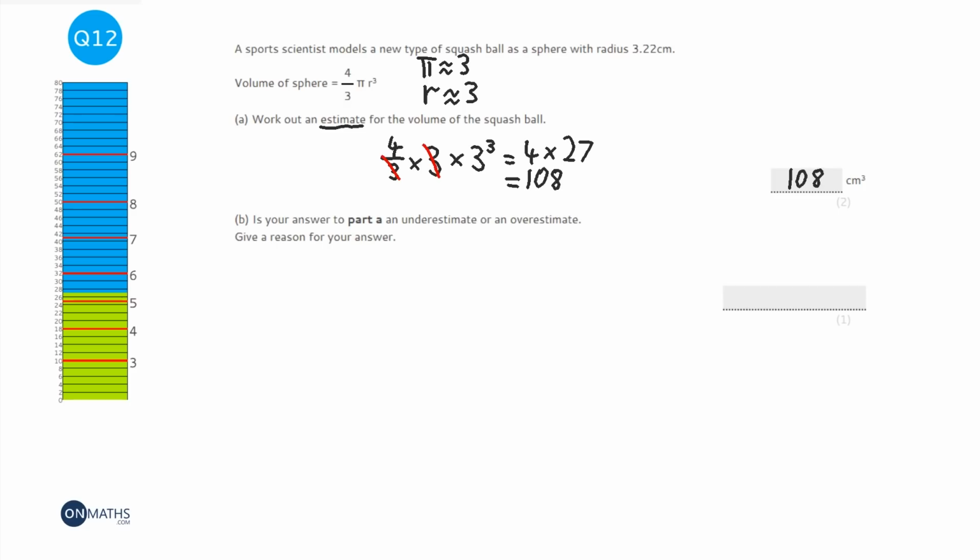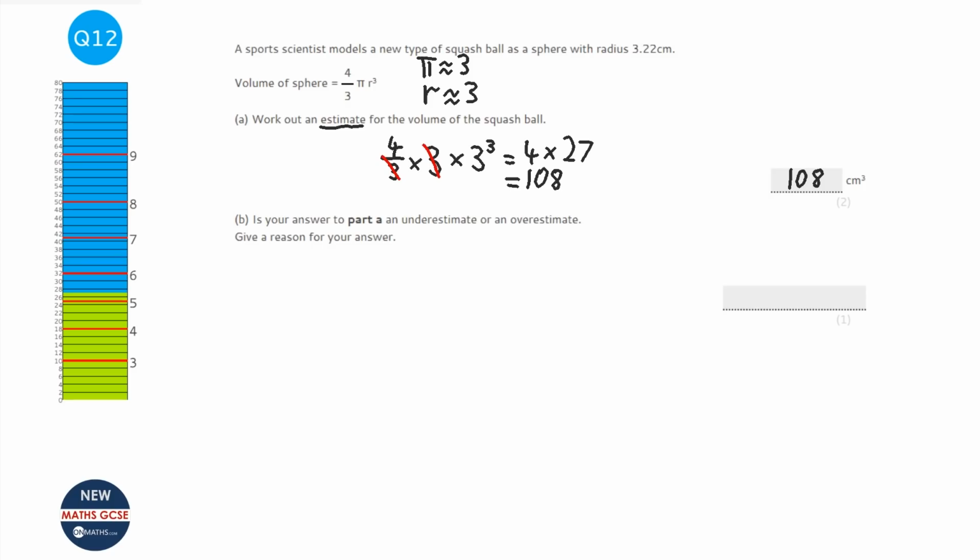Now there's a few things to notice. I could have rounded the 4/3 just to 1 and then just done 27 times 3. That would give me a slightly different answer, but that's still technically correct. You've just rounded the 4/3 to 1. They are quite liberal with what you round with these types of question. Pi is a nice easy one to round because that will always, for an estimation question, always round to 3.